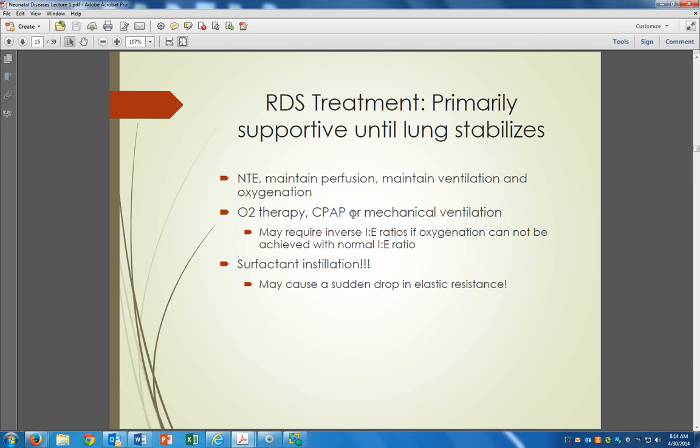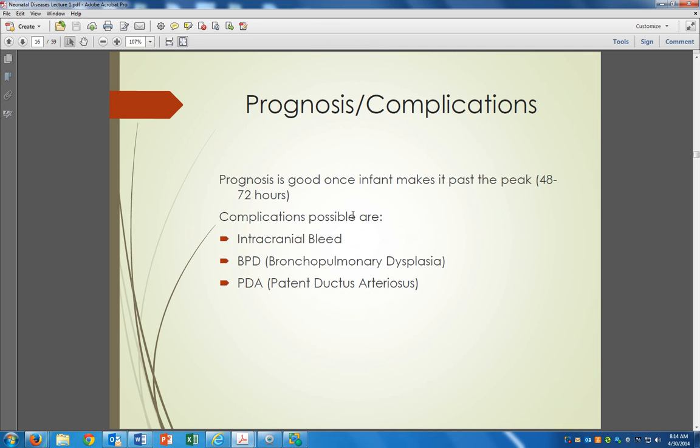Surfactant installation. Again, we would do this as soon as we could after therapy. And again, I have a Prezi on surfactant installation, so please watch those two following this. We're going to stop after the RDS, take a break, and when you come back, I want you to watch the two Prezis on both therapies.